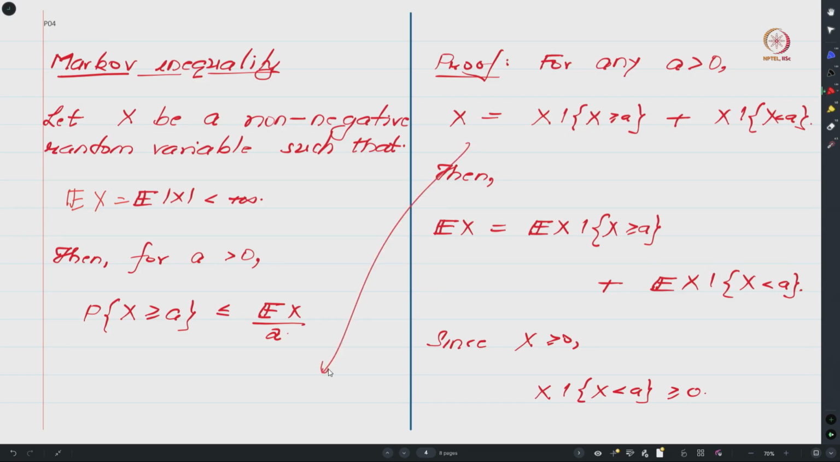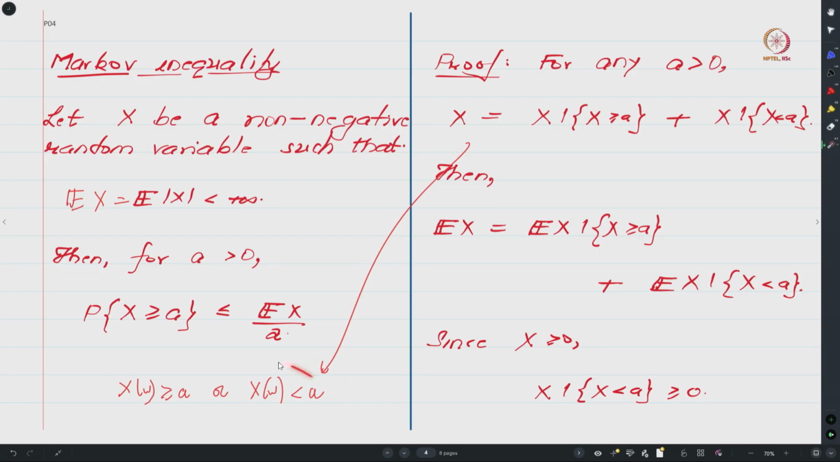So when I give omega as input, for this omega, x of omega will either be greater than A or less than A, whatever omega is, right. If it is greater than A, then this indicator will be 1, and this indicator will be 0, hence x of omega will be x of omega times this indicator, which is 1, and consequently this equality will hold.